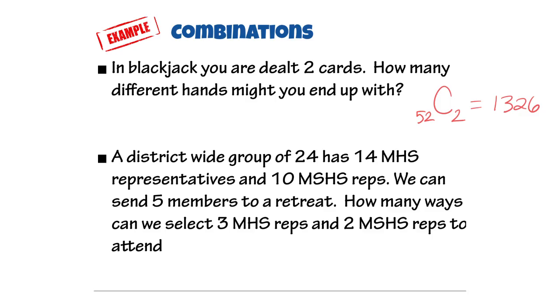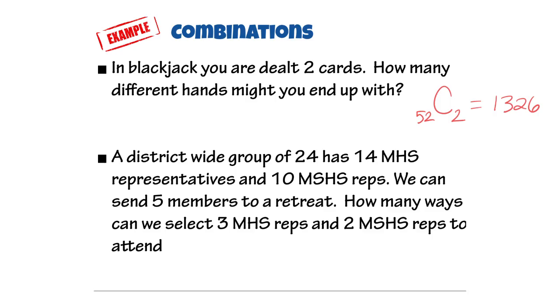Let's look at this next example. It says a district-wide group of 24 has 14 Mays High School representatives and 10 Mays South High School representatives. We're going to send 5 members from this district-wide group to a retreat. How many ways can we select 3 MHS representatives and 2 Mays South representatives to attend? Sort of feels like that would be the appropriate representation. So how many ways could that play out?